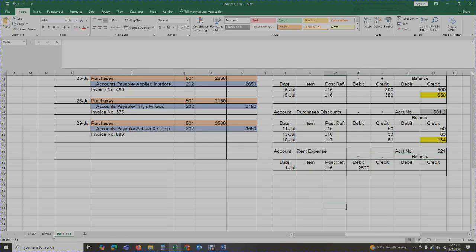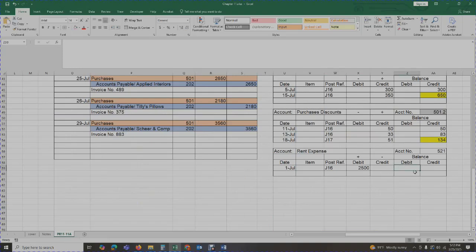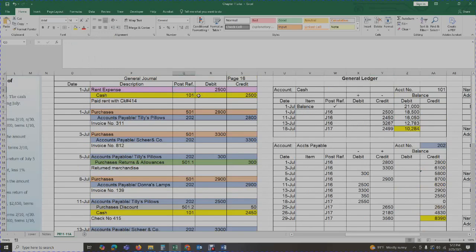Remember? So where do I get that? You get it from here. A debit increases, a credit decreases. Now my ending balance will be $2,500. So that is the ending balance on your rent expense account. My account number is 521. I'm going to go back and enter the 521.